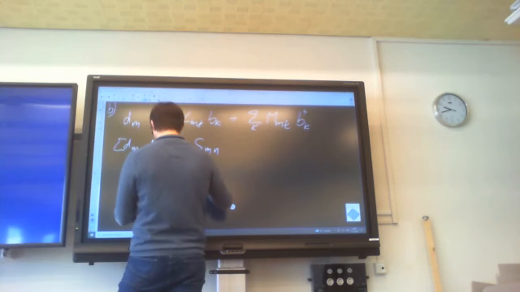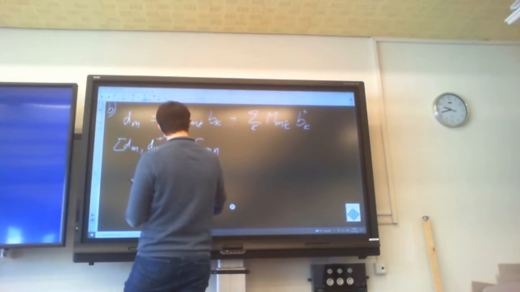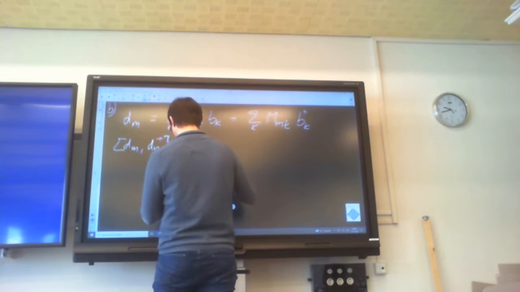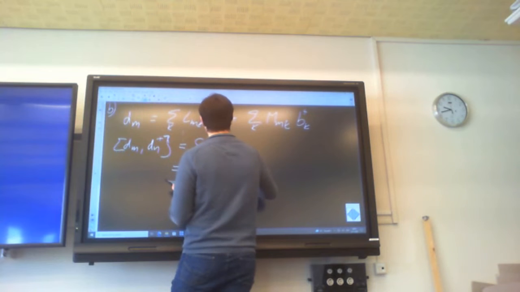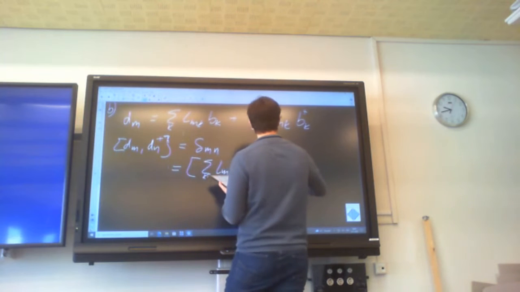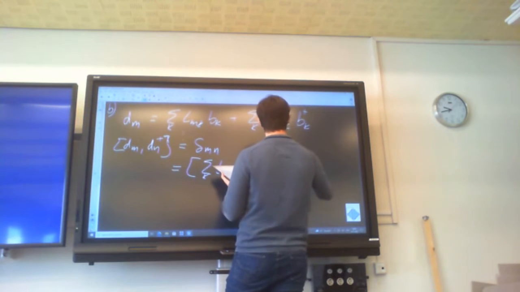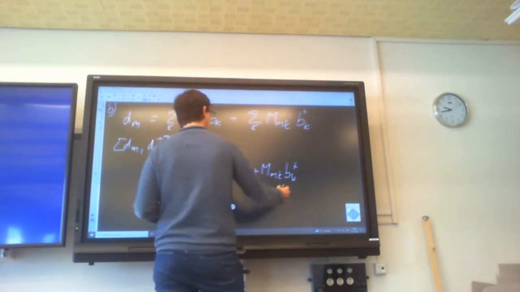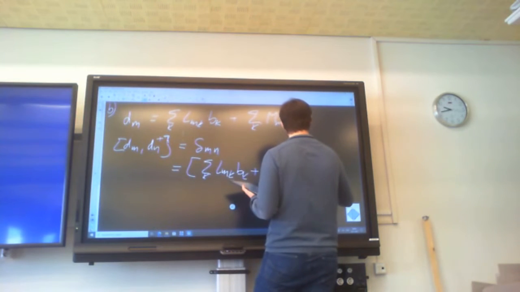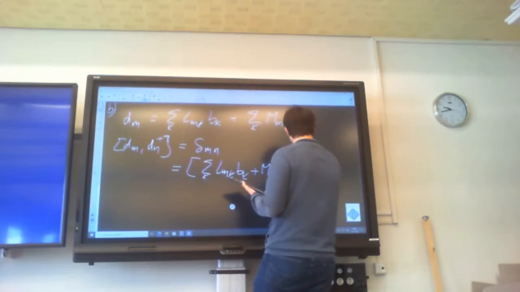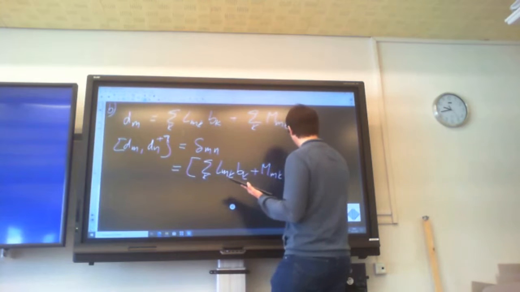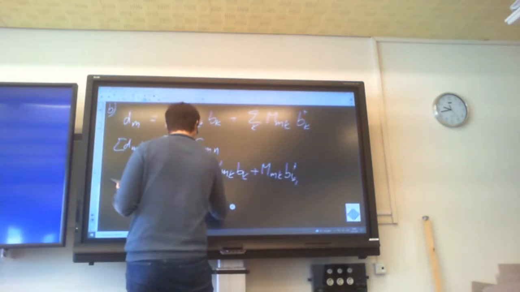Okay, so we again plug in our two sums, L_{nk} b_k plus M_{nk} b_k dagger. And on the opposite side, we plug in b. It's too long, so I go to the next line.